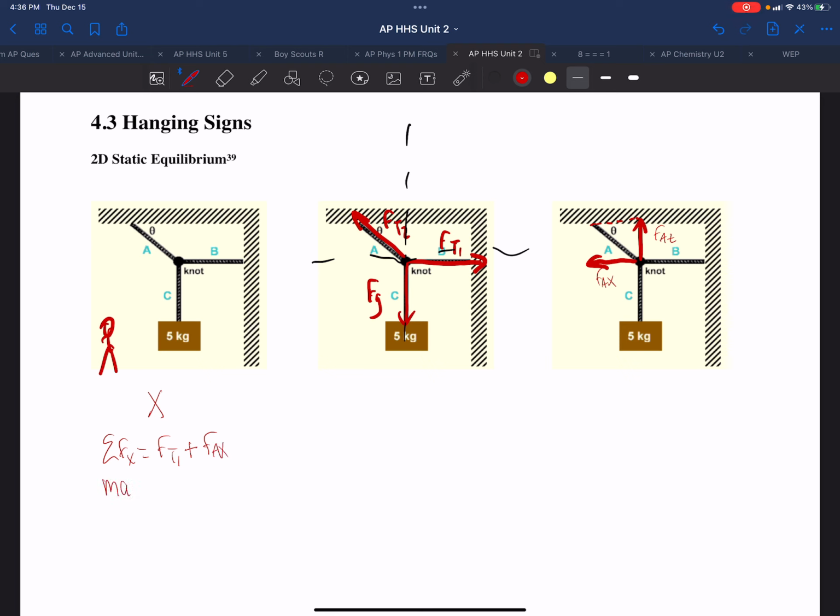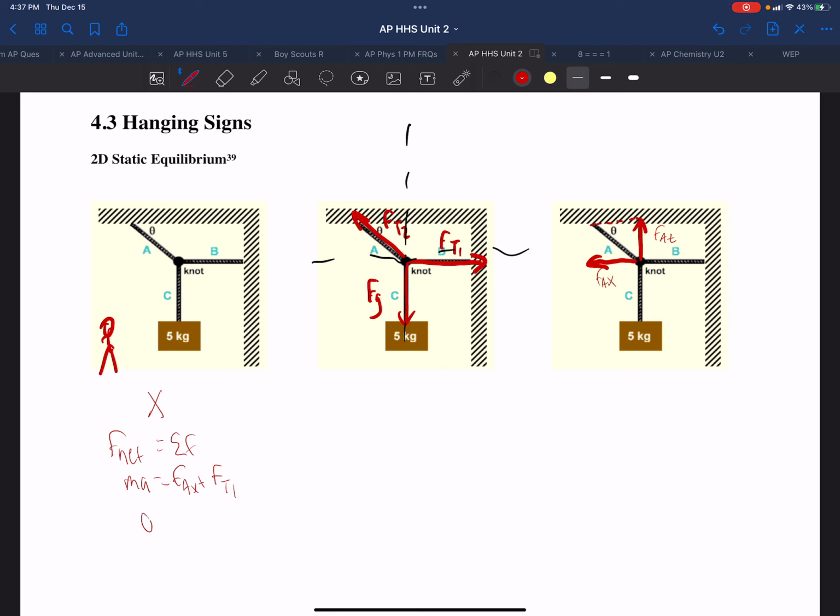And the net force is MA. So we have the net force is the sum of the forces. The net force is MA. And the forces in the horizontal direction are FAX plus FT1. Now, the thing is at rest.